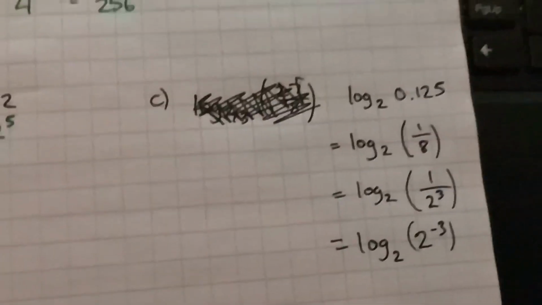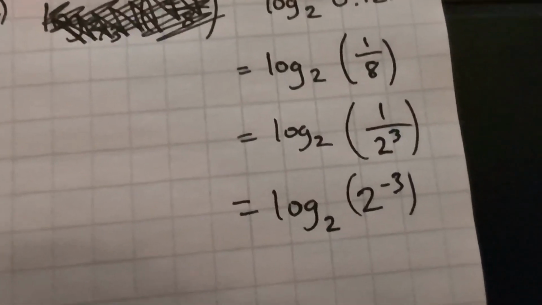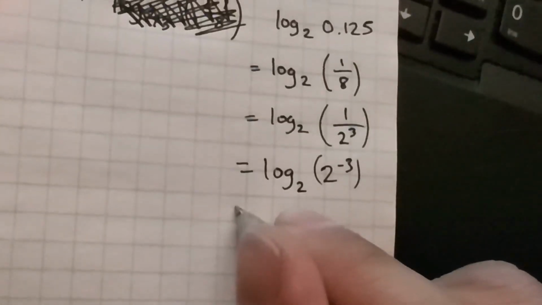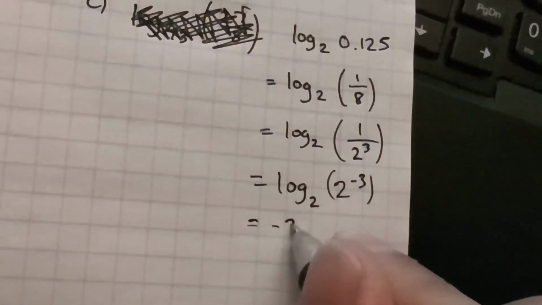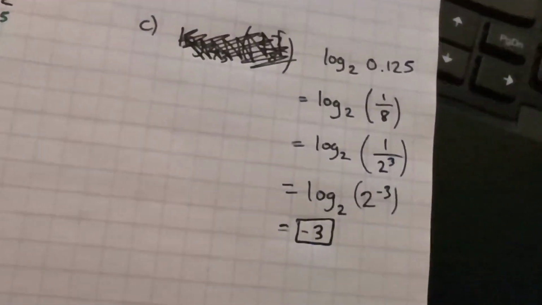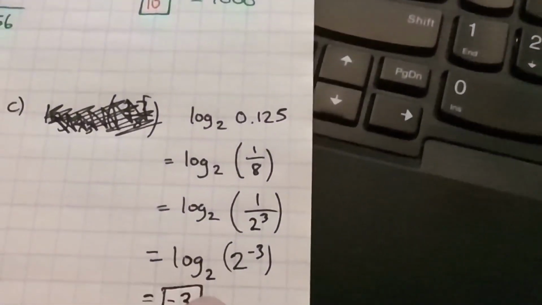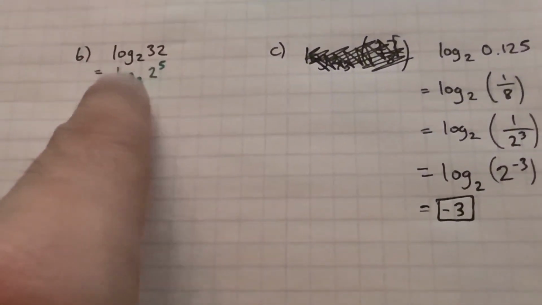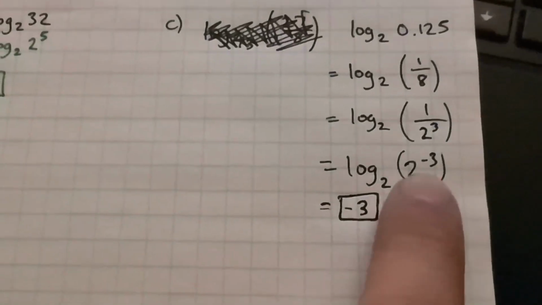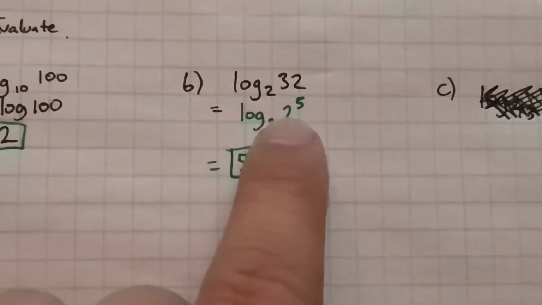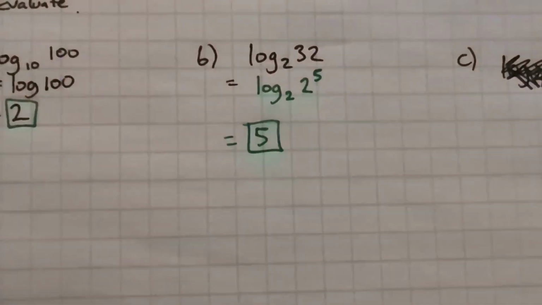And so, 2 to the power of something gives you 2 to the power of negative 3. So we can say this is just equal to negative 3. And so in both of these examples, if we could get this base to match the base in our argument, just like we did here and here with 2 and 2, then that exponent is what the whole log is going to be equal to. Just like it was here. The exponent was 5, the whole log is equal to 5.